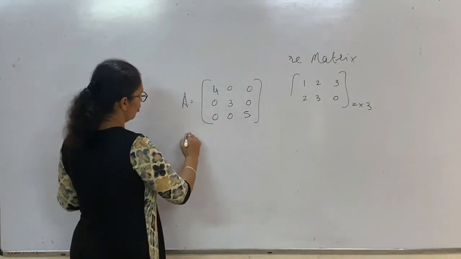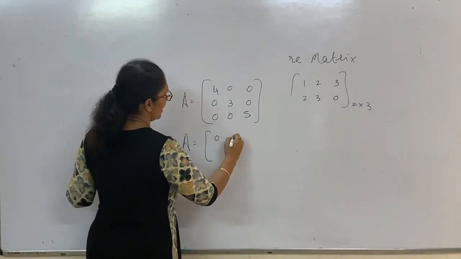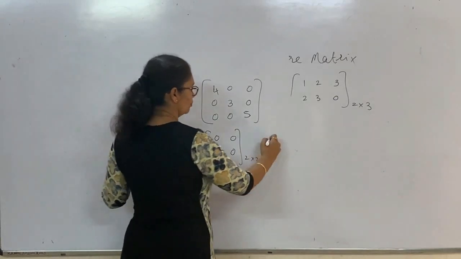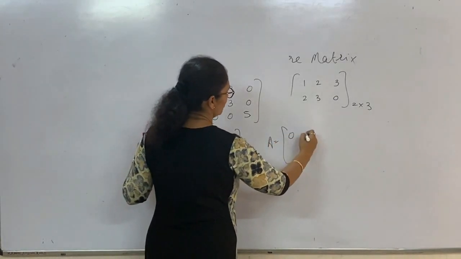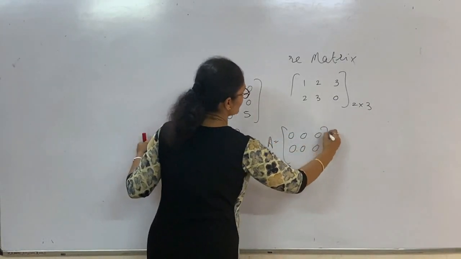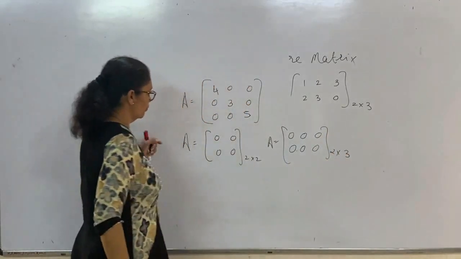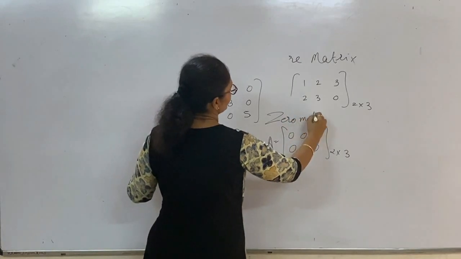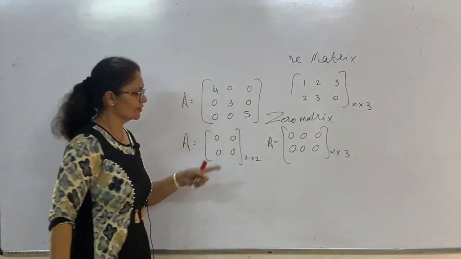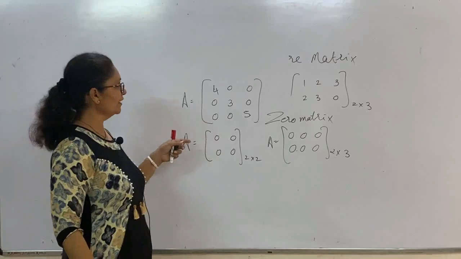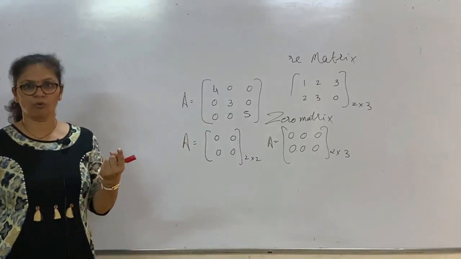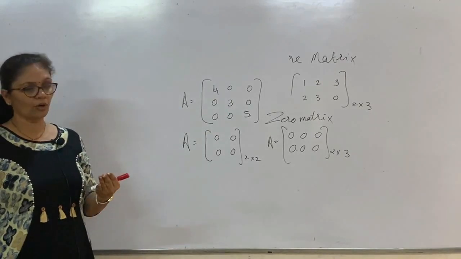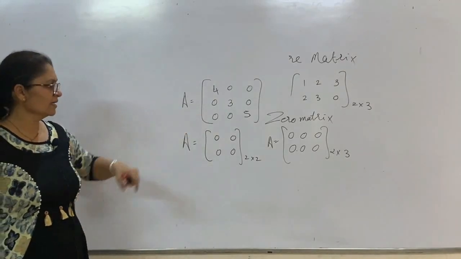Now the fourth one is the zero matrix. Zero matrix means the elements of the matrix are 0. In 2 by 2, in 2 by 3, whatever, all the elements should be 0. So this matrix is called a zero matrix. So it is clear which types of matrix we have learned: one is row matrix, one is column matrix, then square matrix, diagonal matrix, scalar and zero matrix.